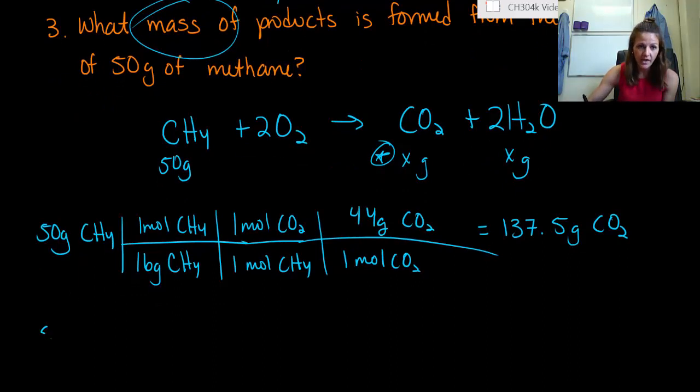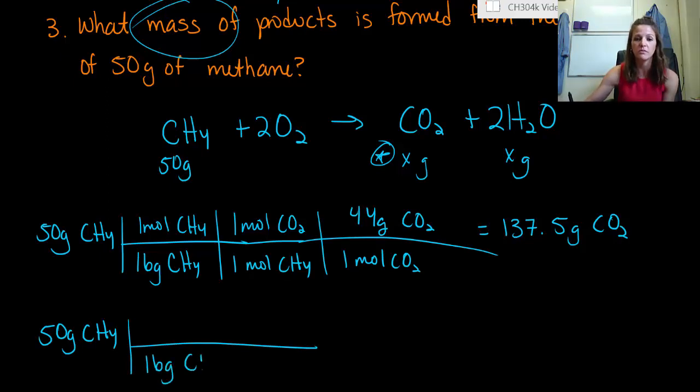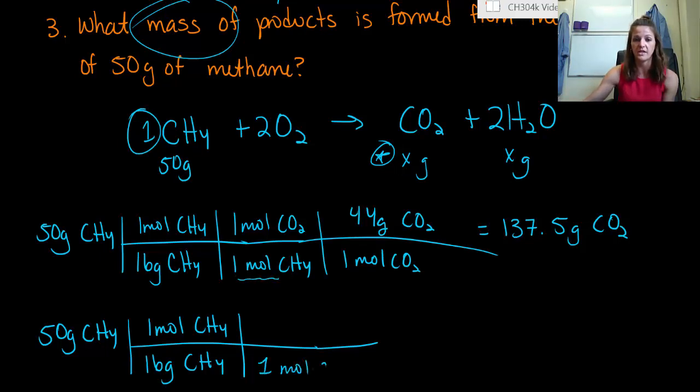So we get the same thing here, 50 grams of methane. This first part's going to look the exact same. We still are going to use our molar mass of methane, so that's 16 grams for every 1 mole. This part's where it's going to change. Now, the 1 in front of methane is never going to change, so this bottom part is going to be the same. So we still have 1 mole of methane here.